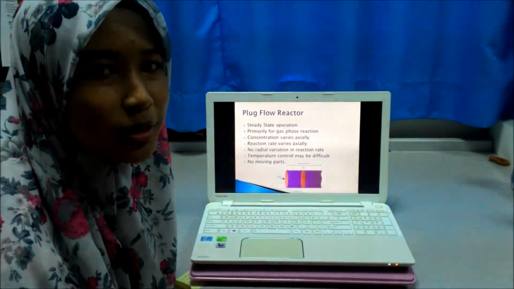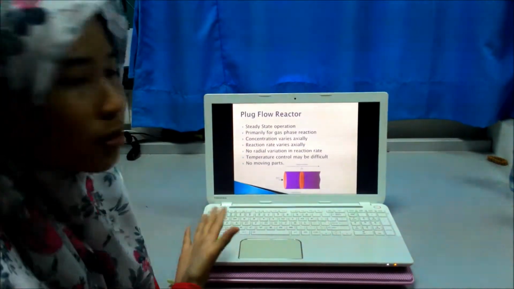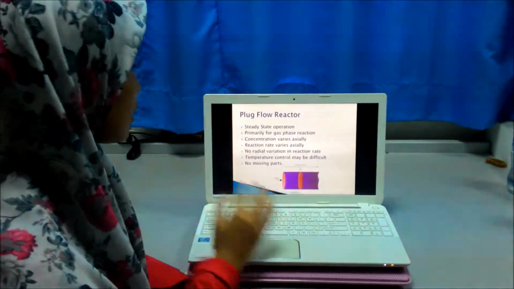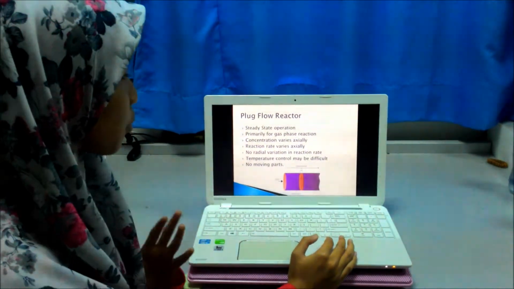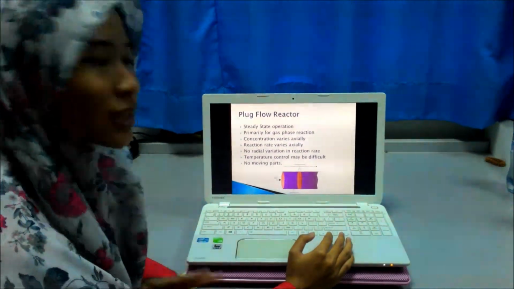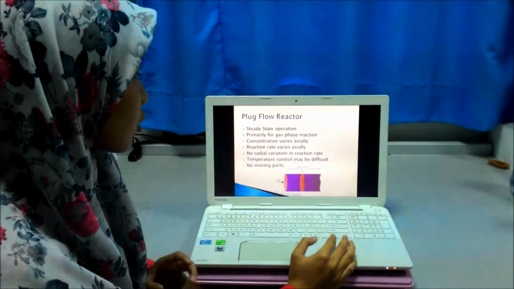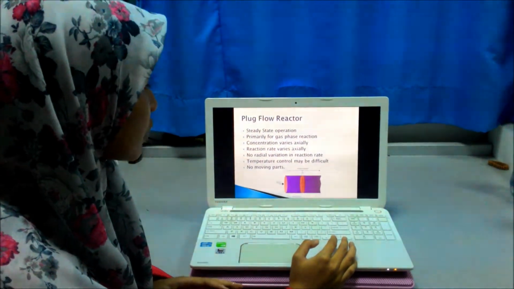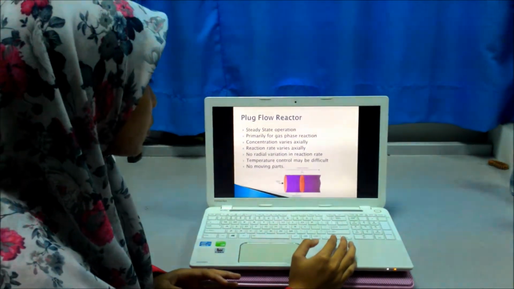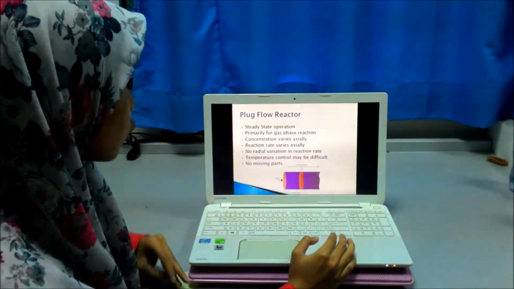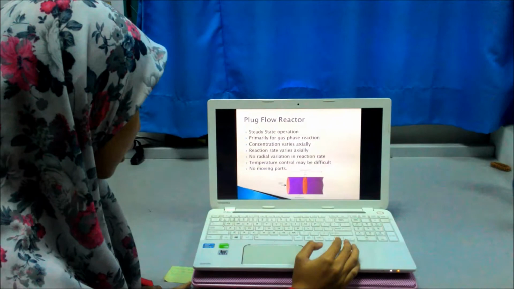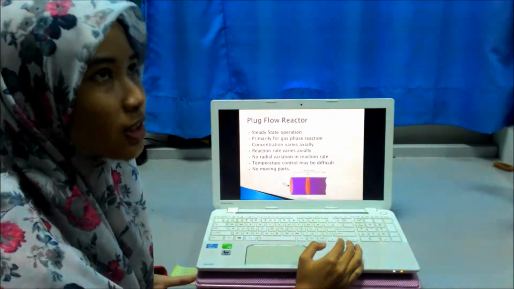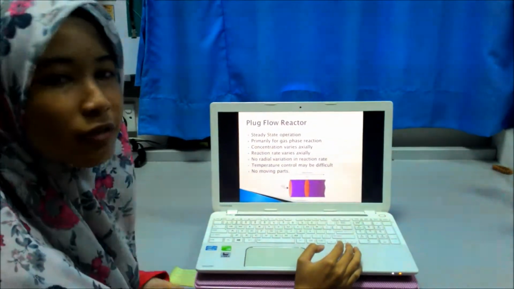My name is Jan and I will present about the plug flow reactor. Plug flow reactor is always in steady state operation, and primarily for gas phase reactions only. Concentration varies continuously, reaction rate varies continuously, no radial variation in reaction rate, temperature control may be difficult, and no moving parts. Plug flow means no radial variation in velocity, concentration, temperature, and reaction rate.